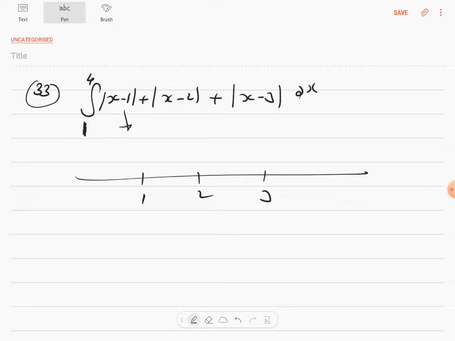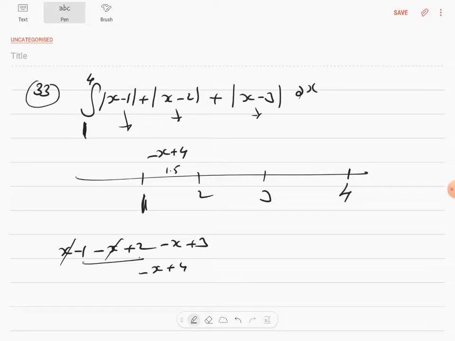The lower limit is 1, which is already written here, so the upper limit is 4. Between these limits you are going to check what the formulas are. Between 1 and 2, take an example, 1.5. If you give x as 1.5, the first one is positive, the next one is negative, and the next one is negative. So x and x get cancelled, and minus 2 plus 1 is minus 1. So minus x plus 4 is the new formula.